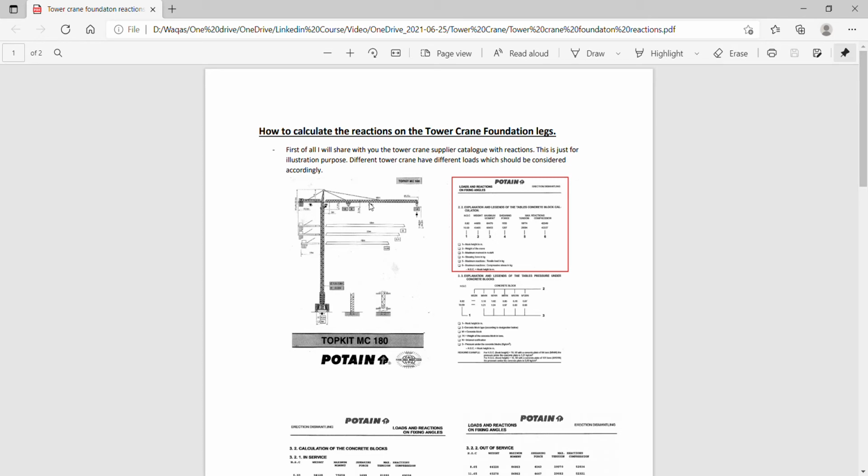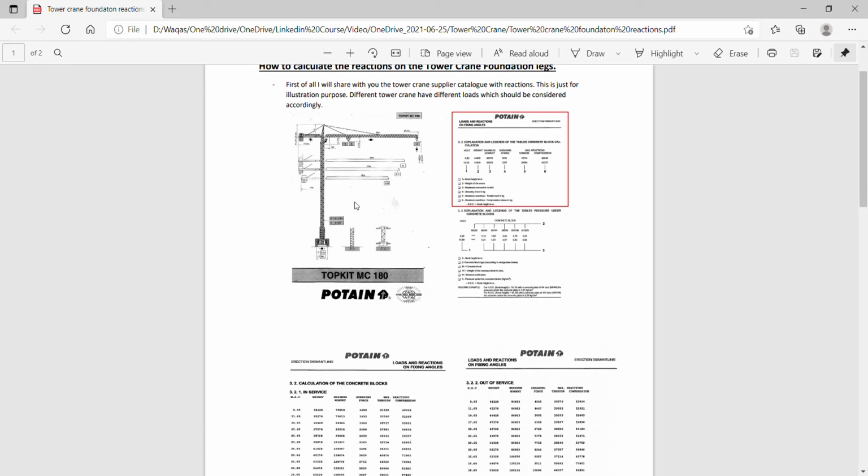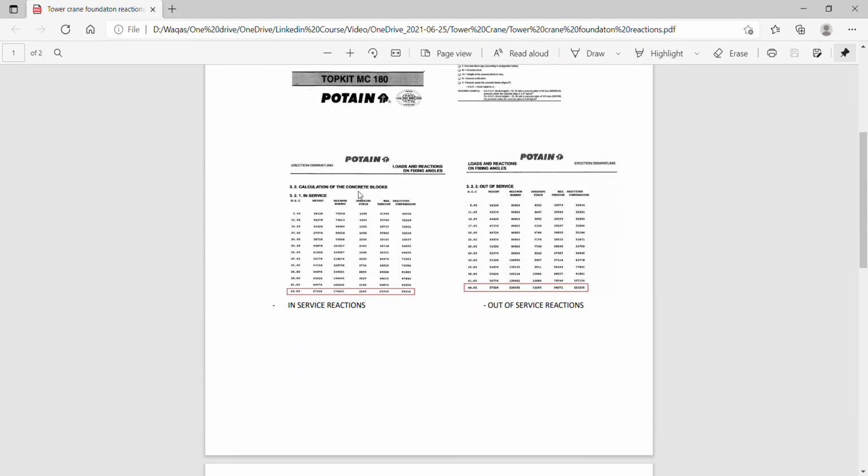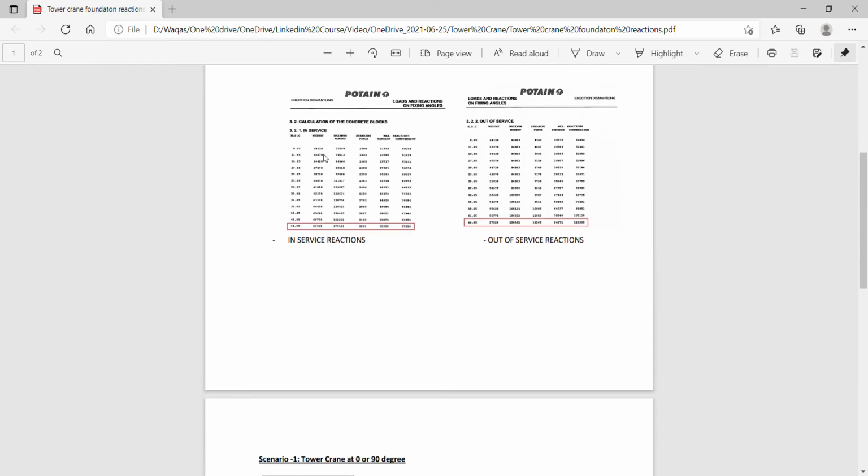So this means in service when you have load on both ends, and out of service means when you have a counterweight but you do not have load, the tower crane is not holding any load. So there is no balance of loads here, so that is out of service. In most cases, the worst case scenario is out of service because there is no load on one side, so it creates more overturning moment, which in most cases is the governing scenario, which is the out of service case. But let us discuss both.